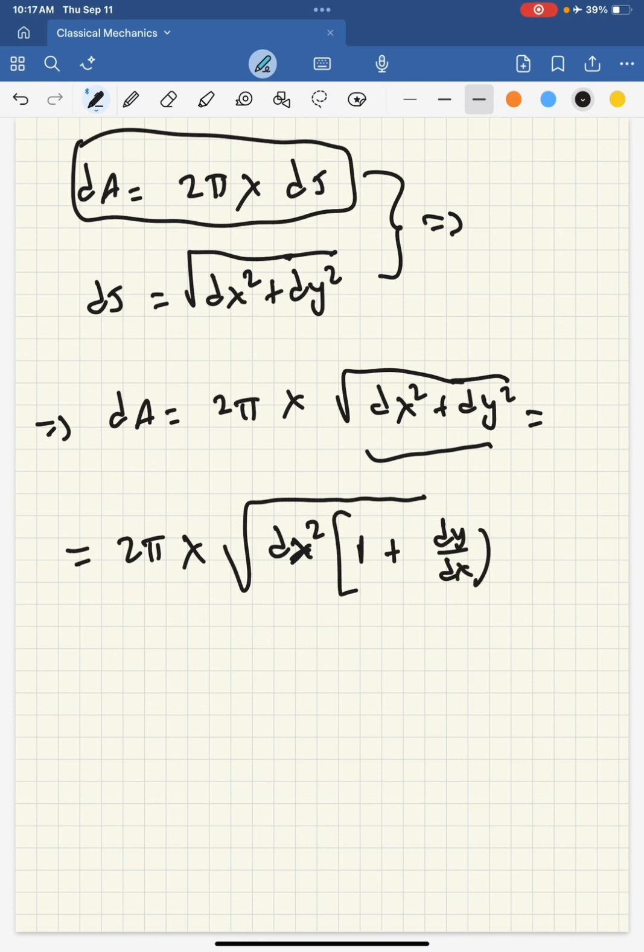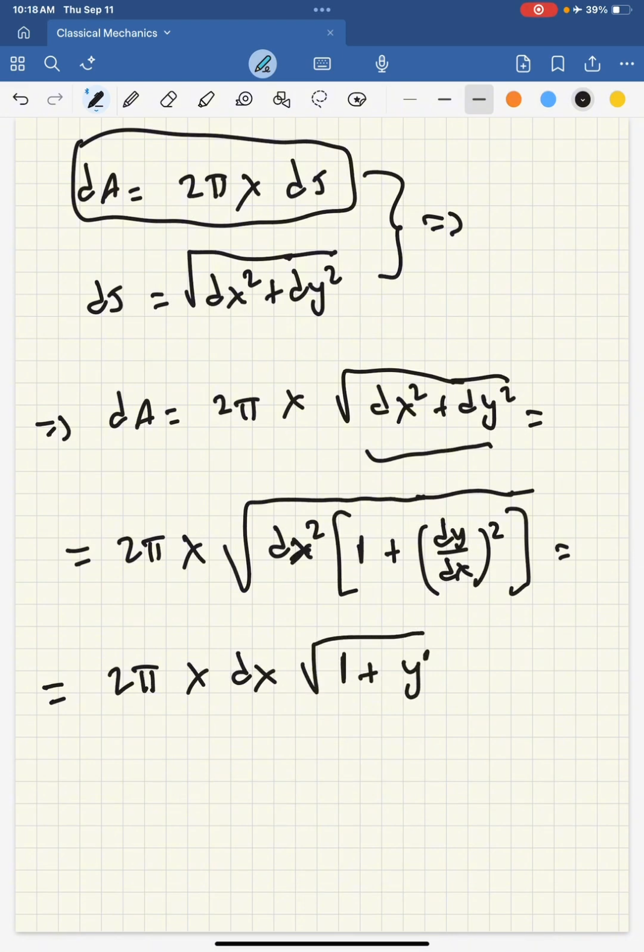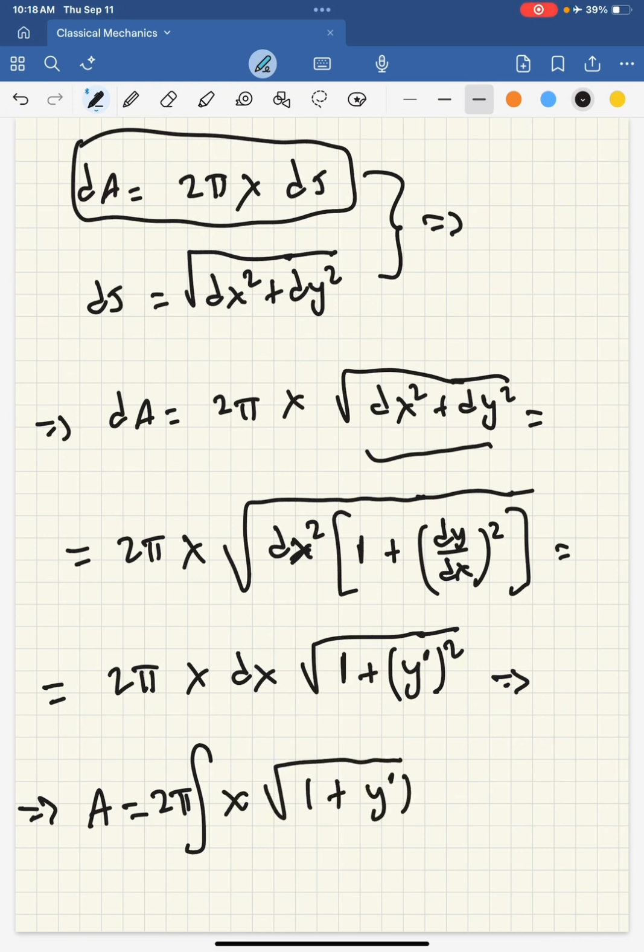So we get this expression, and then we get 2 pi x dx, and then the square root of 1 plus the first derivative of y with respect to x squared. So the area is pretty much the integral of, we can take the constant out, 2 pi, and then x square root of 1 plus y prime squared, and then dx. And this should be integrated from x1 to x2, right?